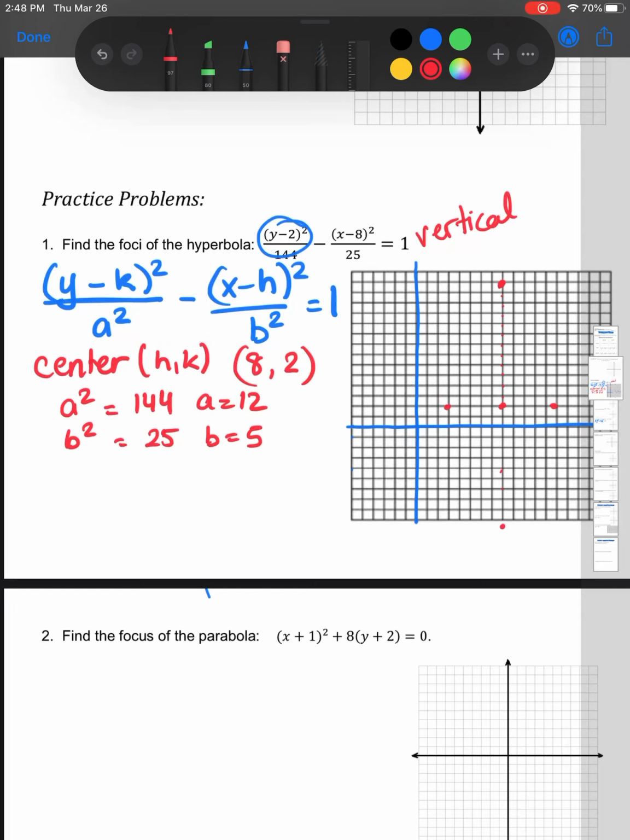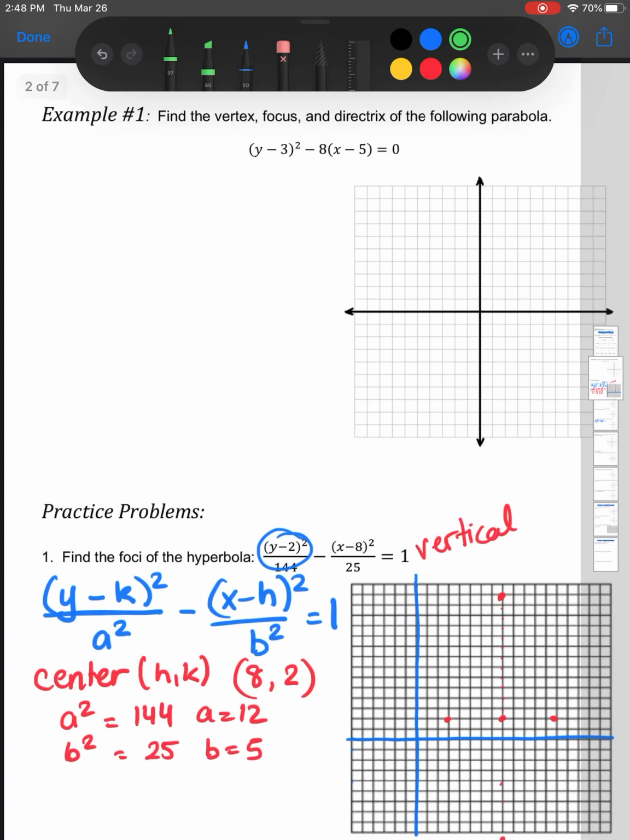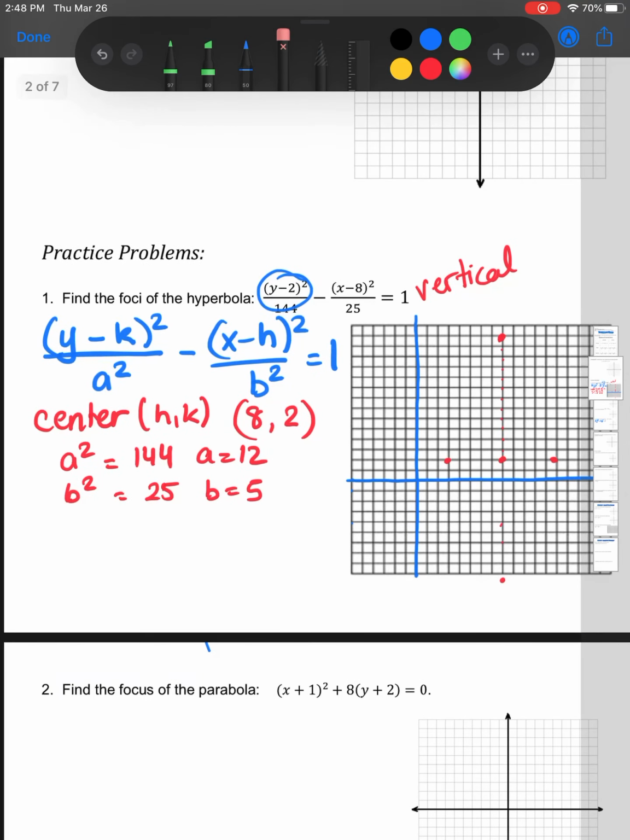Okay, guys, why do we draw this rectangle? We're drawing this rectangle because it is going to help us with the equations of our asymptotes. Please make sure it's a dotted line. Some of you submitted the homework, and I'm going to point out a few mistakes. You guys did a great job.